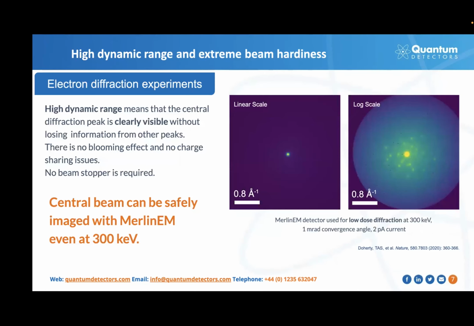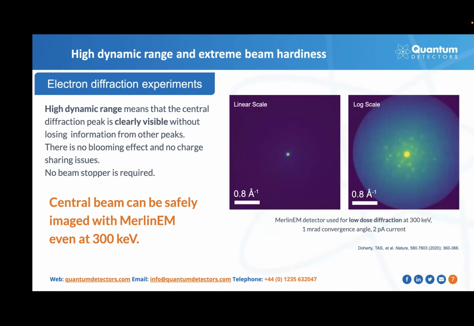So high dynamic range together with extreme beam hardiness are key for diffraction experiments. In this case, a very beam-sensitive sample of a solar cell material was imaged at 300 kilo-electron volts in scanned diffraction geometry with parallel or close to parallel beam. Please note the wide dynamic range of Merlin. Image on the left shows the linear scale, and we only see the central diffraction spot. On the right, in logarithmic scale, the complex diffraction pattern with spots of low intensity is clearly visible.